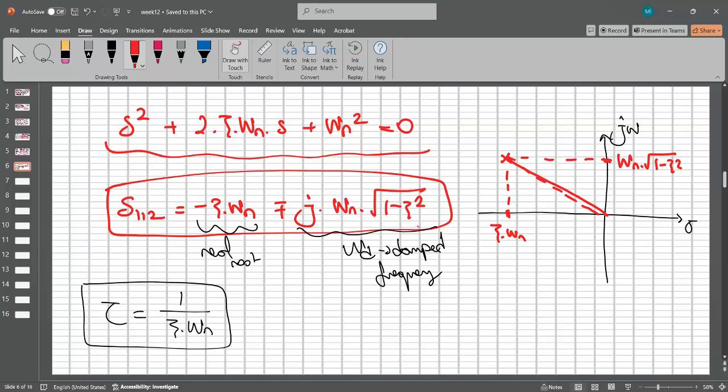In order to satisfy this condition, we need to satisfy that zeta times wn must always be positive. Right? If this is positive, and so we can say that this is stable. Okay? So, let's take a break.